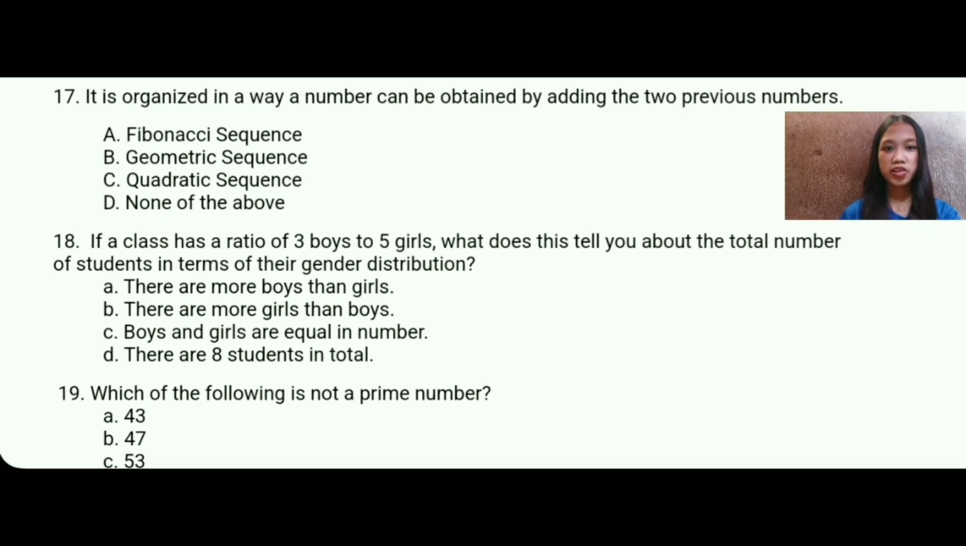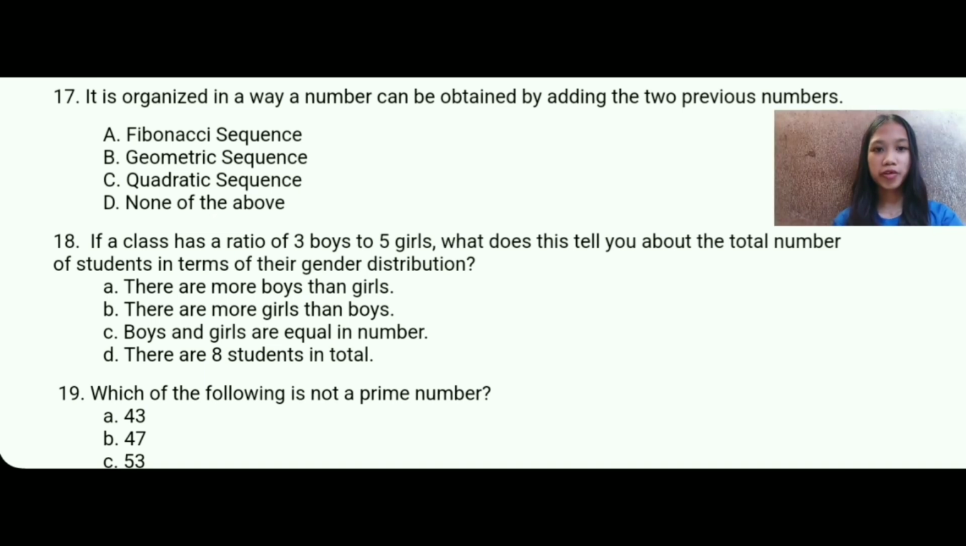And for letter D, none of the above. This is incorrect because the Fibonacci sequence or option letter A correctly matches the description. So again, for number 17, the answer is letter A, Fibonacci sequence. So now let's proceed to number 18.